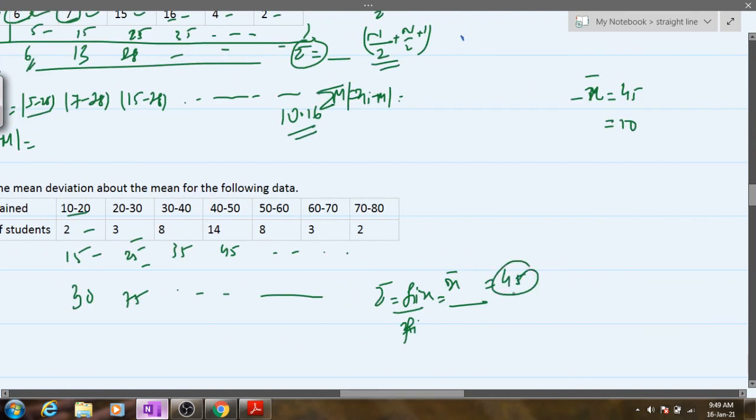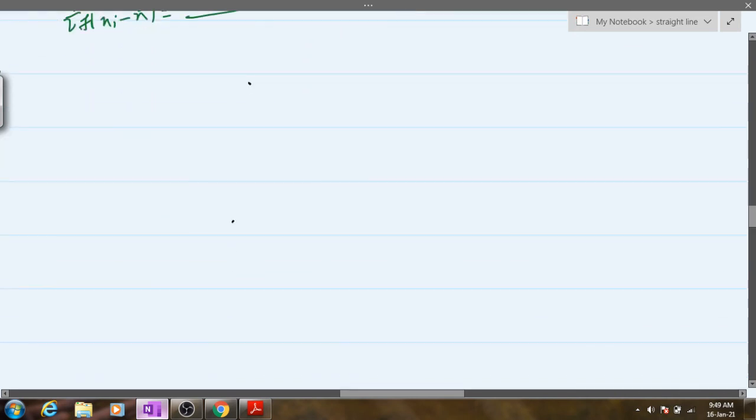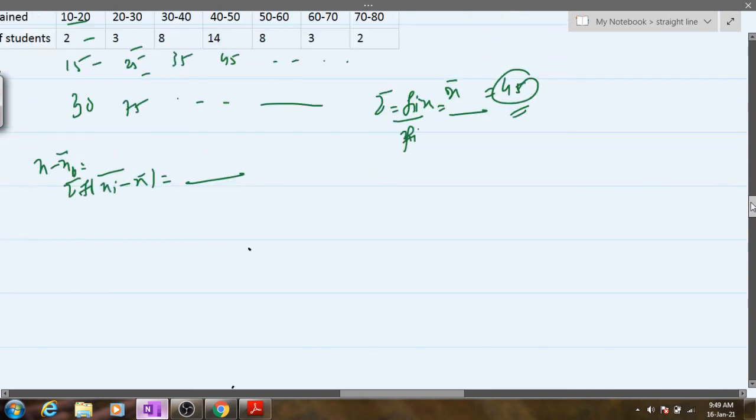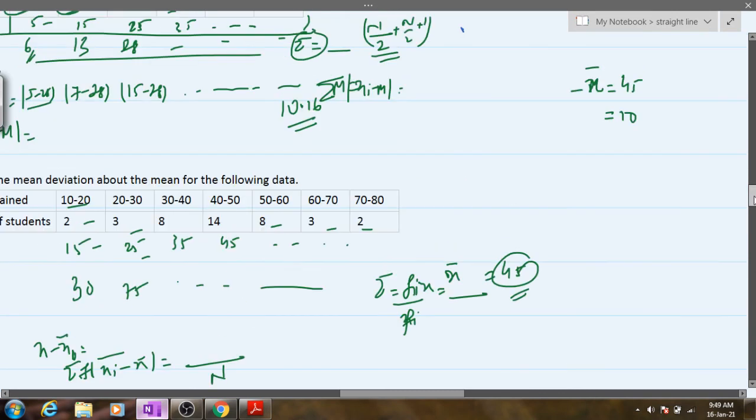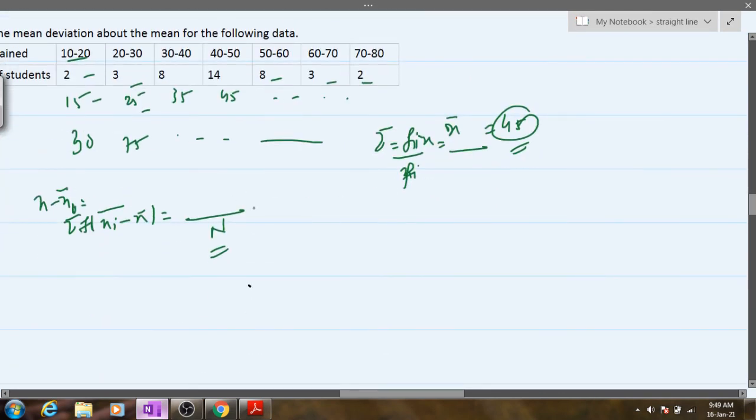and your mean out here happens to be 45. Then go on to calculate the individual deviations xi minus x bar, then multiply it with fi into xi minus x bar, then add up those things, find the summation of this thing and then divide it by the total amount of frequency. That will in turn give you the mean deviation about mean, which happens to be 10.